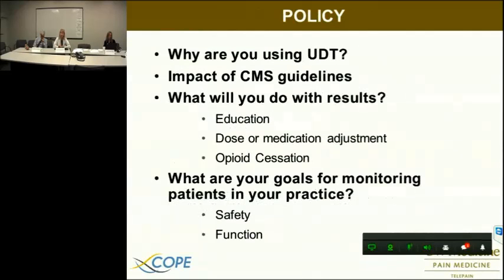When you're formulating your policy, figure out why you're using UDT in your clinic. There will be additional impact of the Center for Medicaid and Medicare guidelines. What are you going to do with the results? You're going to educate your patient. You may adjust the dose. You may stop the opioids, but get a sense of what you're going to do with the results as you're making your policy. Which gets down to why are we doing it anyway? What are our goals for monitoring patients for opioids? We're worried about safety, and we're hoping that the opioids are going to improve functioning in our patients.